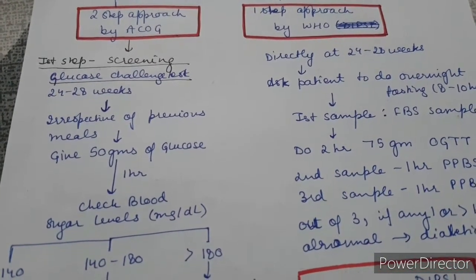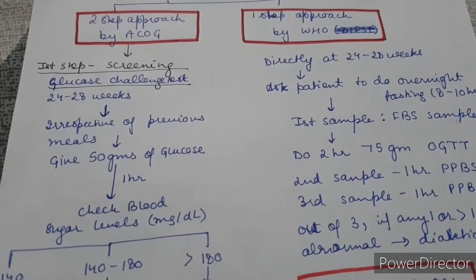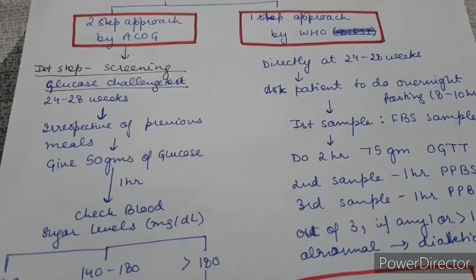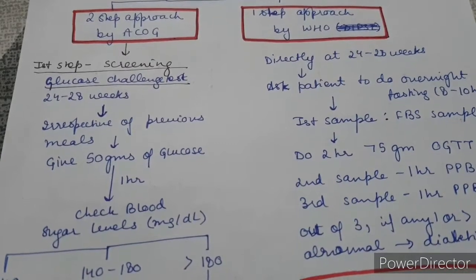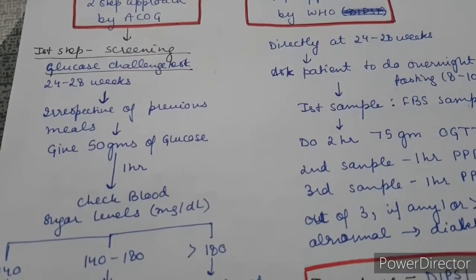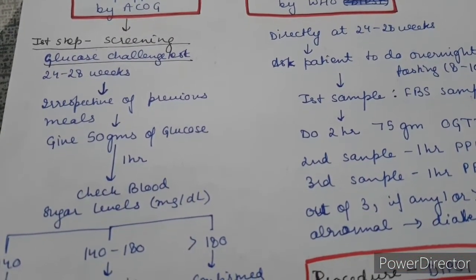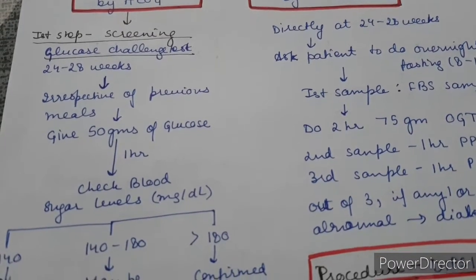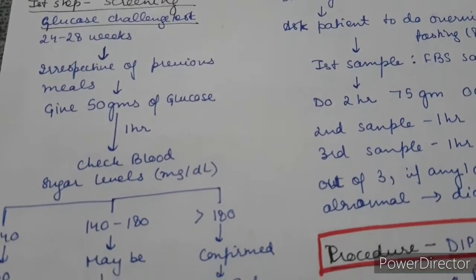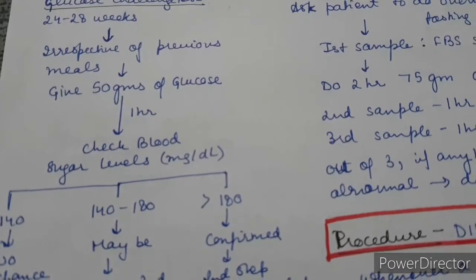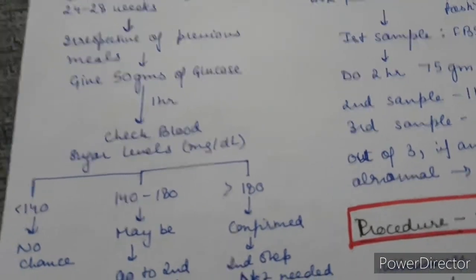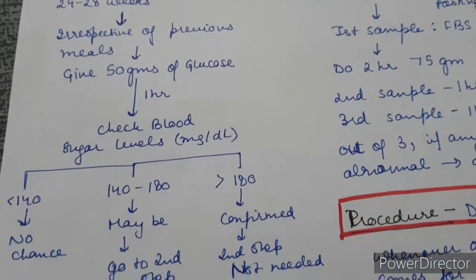The first step is a screening test and the second test is a diagnostic test or the confirmatory test. Okay, the first step is a screening test. Here the glucose challenge test is given and this is done at 24 to 28 weeks, and irrespective of the previous meal you have to give here 50 grams of glucose, and after 1 hour you will be checking the blood sugar levels in mg/dl.